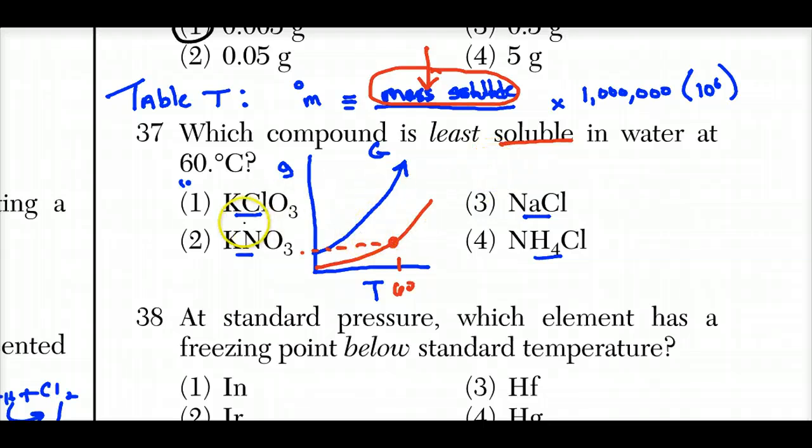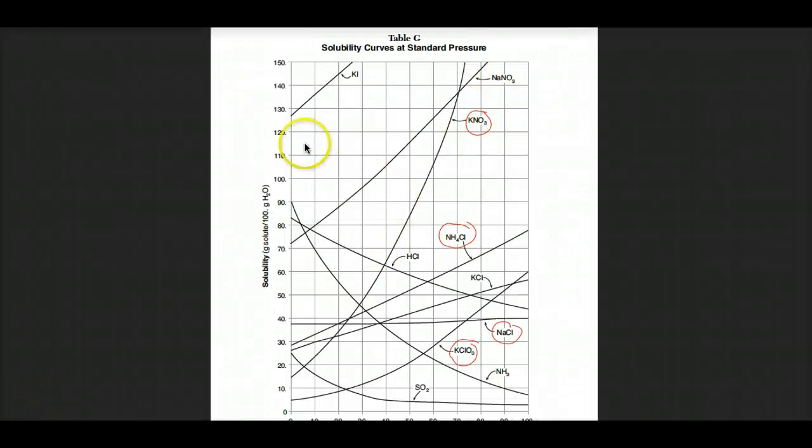So we're looking for these four compounds: potassium chlorate, potassium nitrate, sodium chloride, and ammonium chloride. Which one of these has the lowest line at 60? Let's go to reference table G. So in table G, here are my solubility curves. I have potassium nitrate, ammonium chloride, sodium chloride, and potassium chlorate.